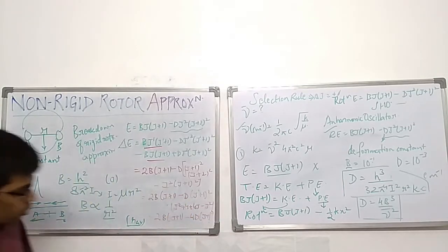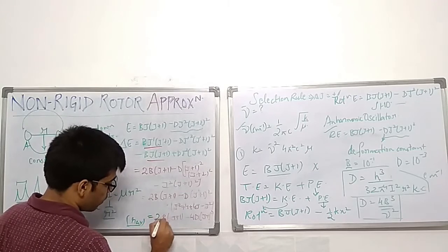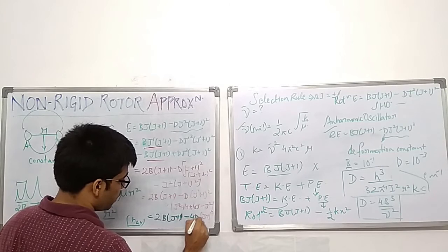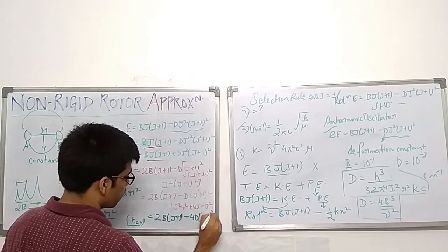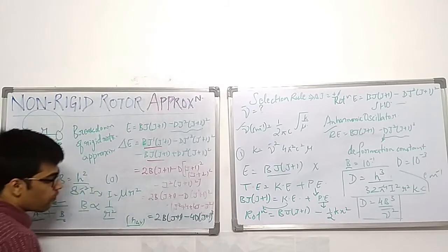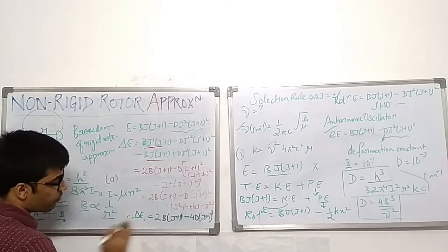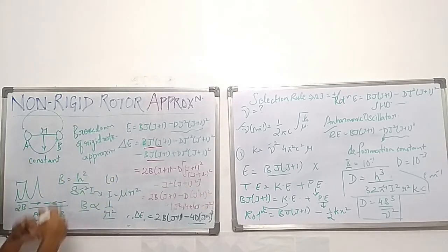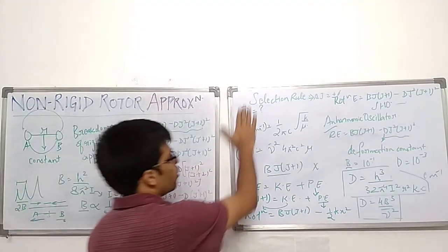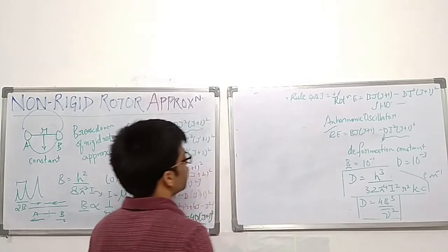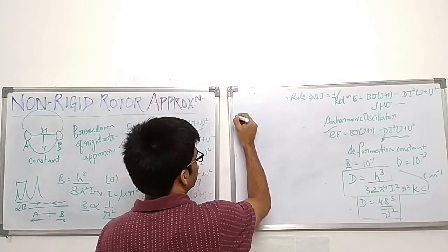I hope you are able to see this. 2B(J+1) minus 4D(J+1) cube. So that means the difference between two energy levels will now decrease by a factor 4D(J+1) cube. So how will you be able to see this in terms of energy levels? So let's say initially your energy levels were something like this.